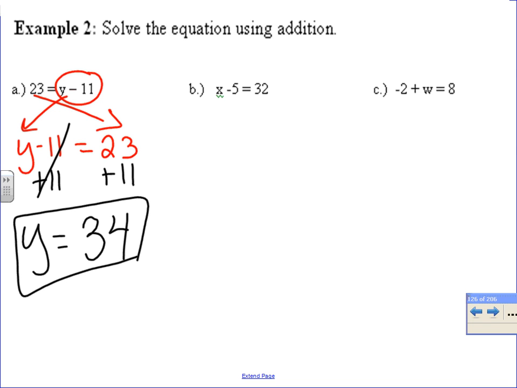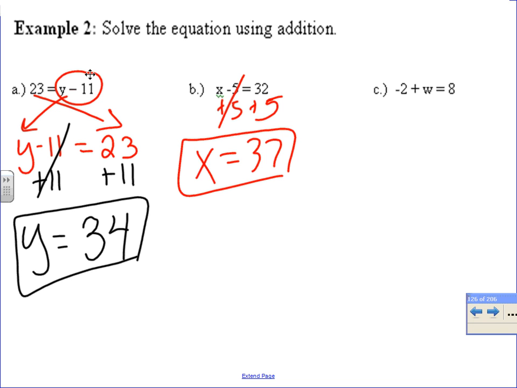Okay, letter B. I'm going to speed it up a little bit. Annalise, what do we do? Good. To get rid of the negative 5, we're adding 5 to both sides. Remember, x is always on the left. Numbers are always on the right. We're solving. Charles, what is x? Good. X is 37.